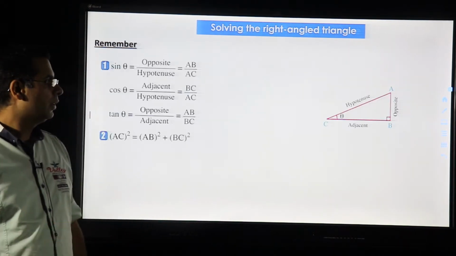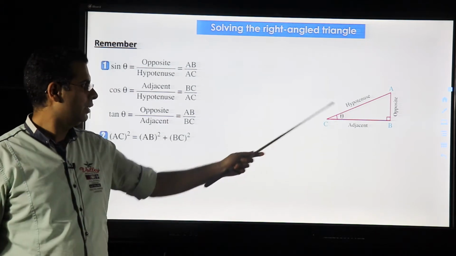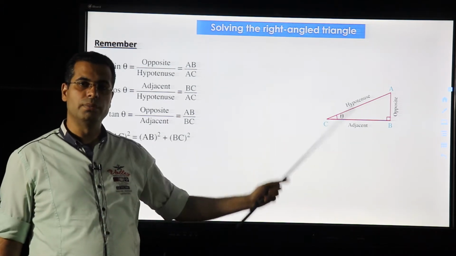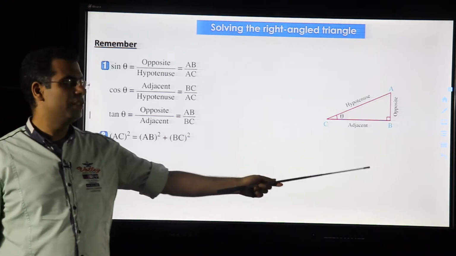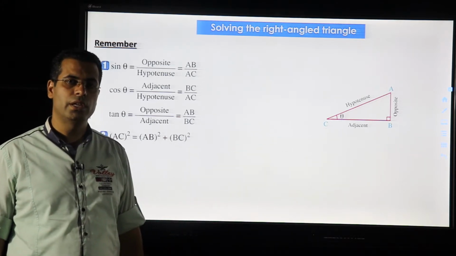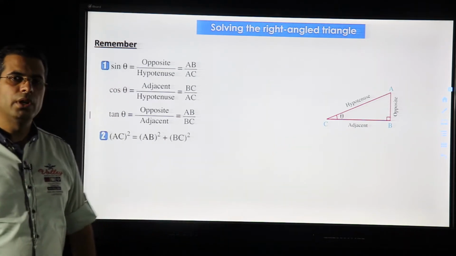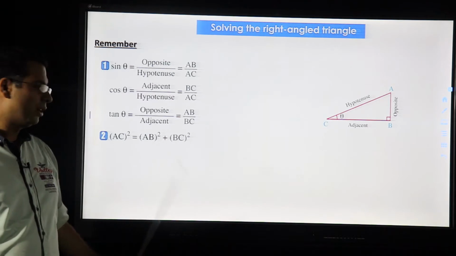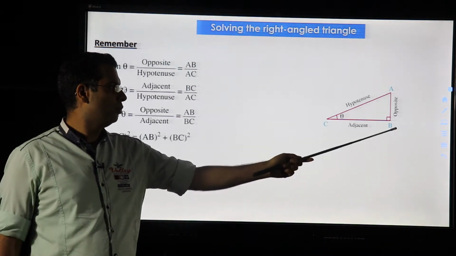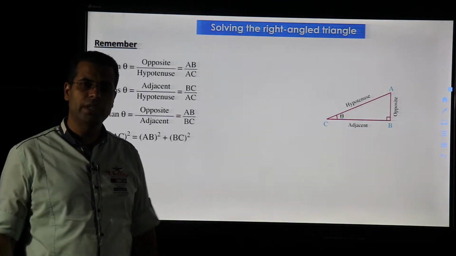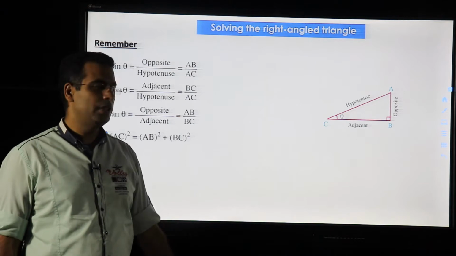We know that if we have right angle triangle, sine theta equals opposite over hypotenuse, as we studied in third prep. Cosine theta equals adjacent over hypotenuse. Tan theta equals opposite over adjacent. And we can use Pythagoras theorem. AC power 2, hypotenuse power 2, equals AB power 2 plus BC power 2, or directly AC equals square root AB power 2 plus BC power 2.